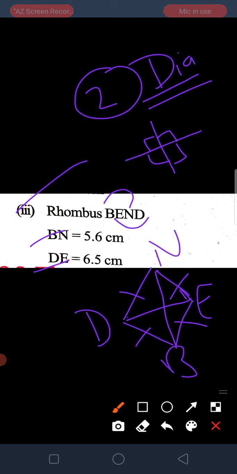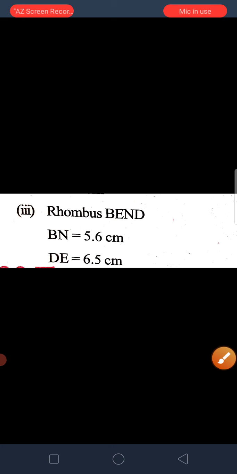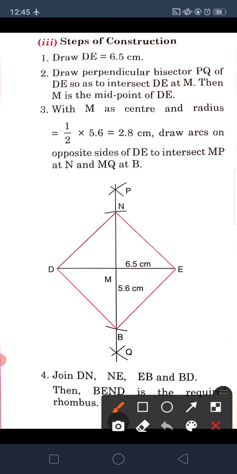So for that we find the perpendicular bisector of one diagonal, and then taking half of the other diagonal on both sides, we get the second diagonal, and then we join all the points and we get the sides of the rhombus. So here I explain the steps of construction. First I explain how you have to draw the rhombus. First we draw one diagonal DE as our base of the triangles, of 6.5 centimeter.